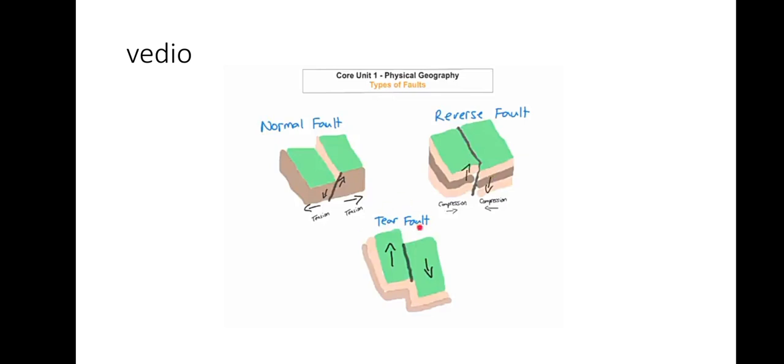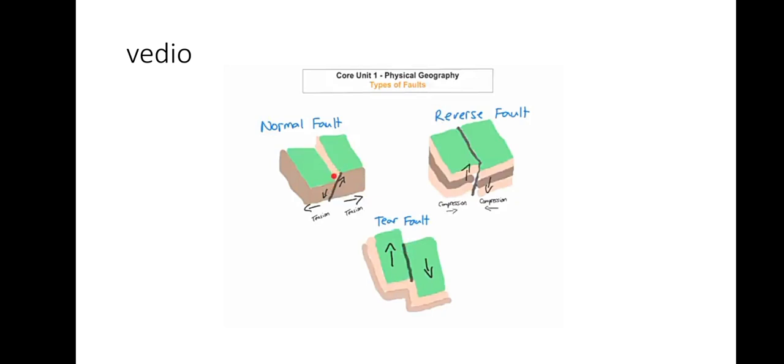And the last one is a tear fault. A tear fault happens at conservative plate boundaries, when plates are sliding past each other. And what happens here is you get the tear fault. It's a horizontal fault. Because the plates are moving in opposite directions, a tear fault just forms. The famous example of this is the San Andreas Fault in California in West America.